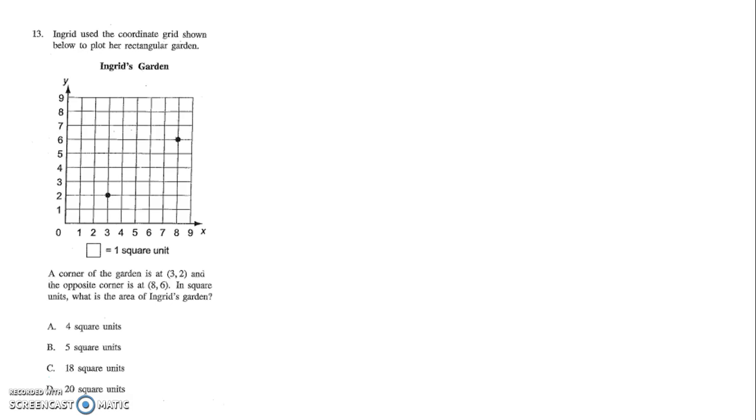They show you a beautiful grid. They show you that each square will be 1 square unit. A corner of the garden is at 3,2. All right, that corner is at 3,2. And the opposite corner is at 8,6. Sure, so those are opposite corners. In square units, what's the area of Ingrid's garden?